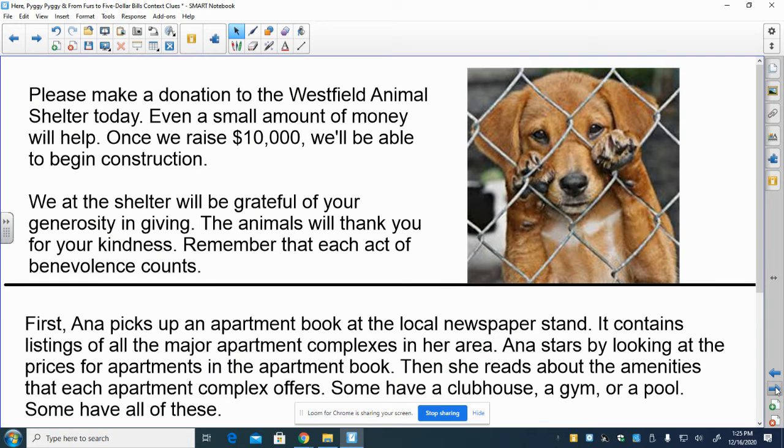Let's give it a try. I put a line on the screen here so you can tell that these paragraphs separated by that line are not connected. So we'll look at these first two paragraphs here. Please make a donation to the Westfield Animal Shelter today. Even a small amount of money will help. Once we raise $10,000, we'll be able to begin construction. We at the shelter will be grateful of your generosity and giving. The animals will thank you for your kindness. Remember that each act of benevolence counts. And the word that I'm not sure about is benevolence.